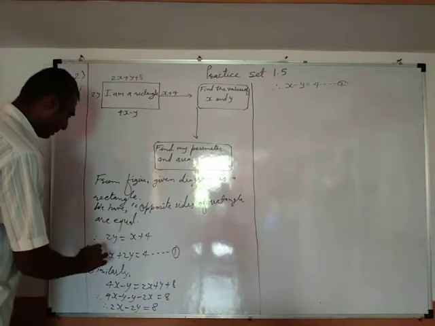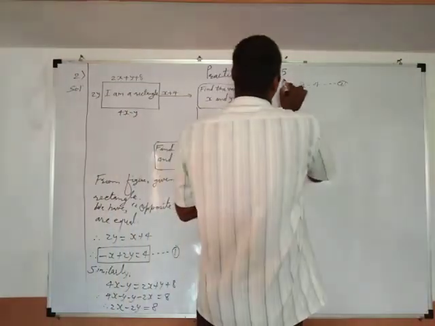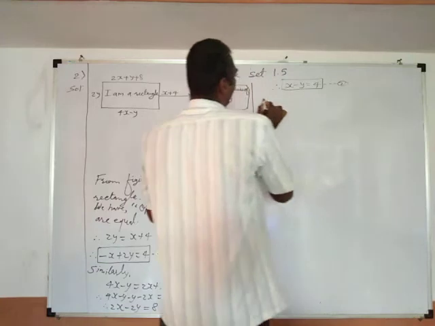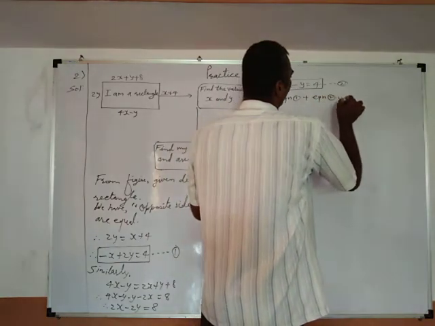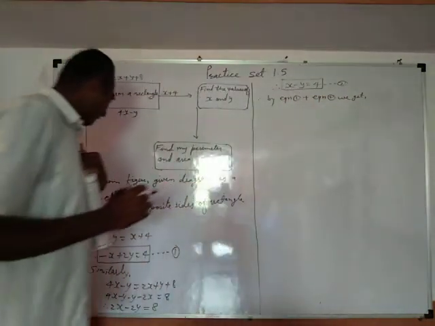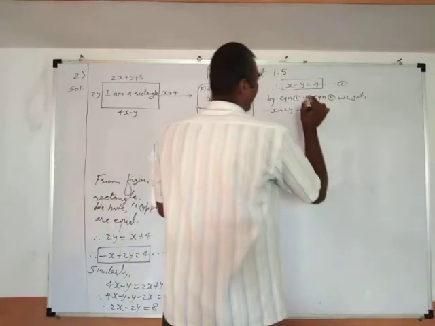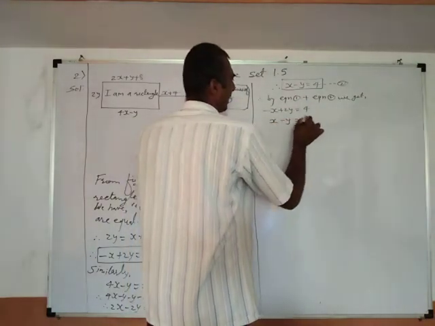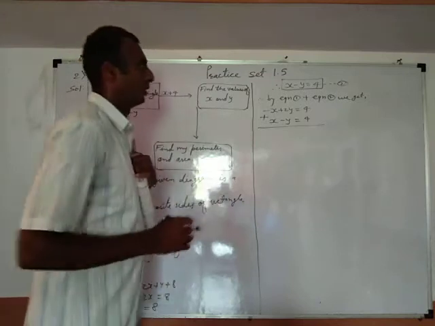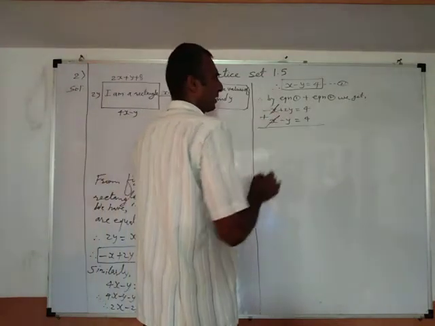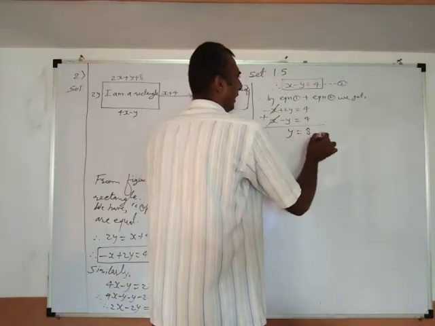Now the first equation is minus x plus 2y equal to 4, and the second equation is x minus y equals 4, and therefore by equation 1 plus equation 2 we get, as we decided to add these two equations, minus x plus x will cancel each other, plus 2y minus y gives us y, 4 plus 4, 8.